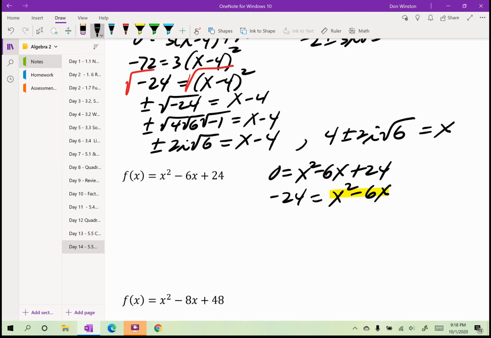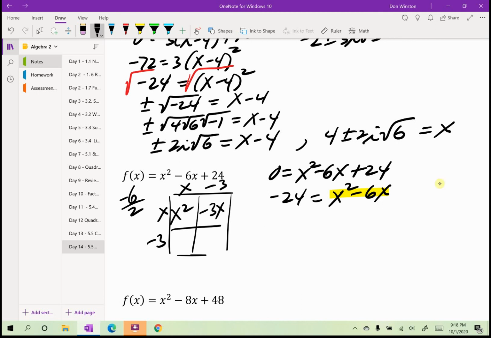So I'm going to complete the square, so I'll draw my square. We take that x, and we say, hey, x squared is x times x, and then we take that negative 6, and we divide that by 2, and that would be negative 3. And so we have our x squared minus 3x minus 3x. Well, that's my x squared minus 6x, but then we're going to add 9. So we'll have 9 minus 24 equals x squared minus 6x plus 9.